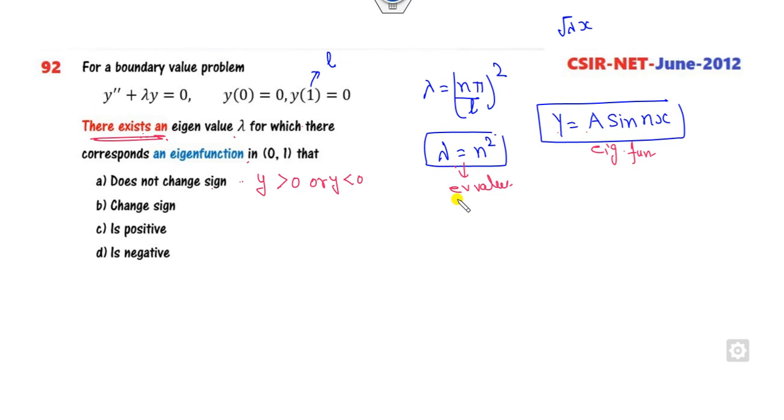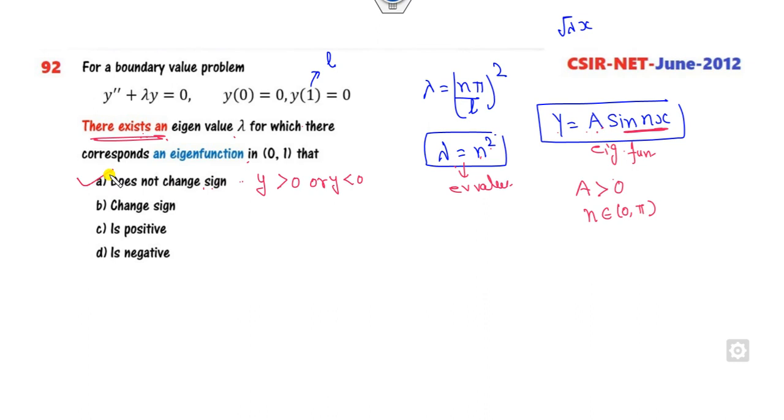That's true. If I consider a greater than 0, because the initial condition is not given, and n is a positive number, then n x lies between 0 to pi. Fine. So what is the meaning of 0 to pi? That's the first and second quadrant. This is positive, this is positive. So it does not change its sign. This is a correct option.